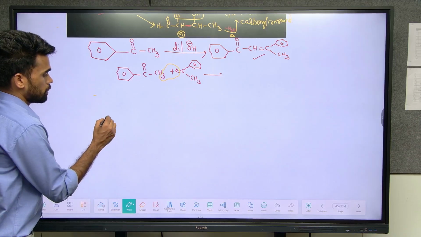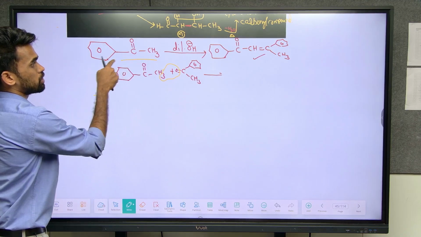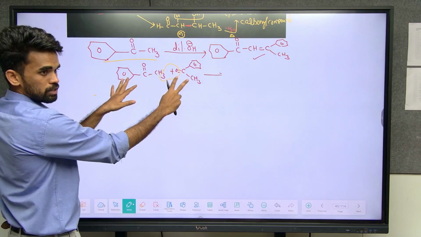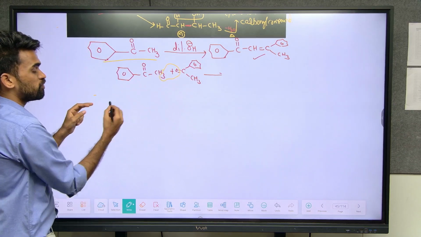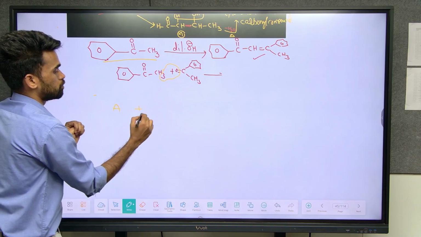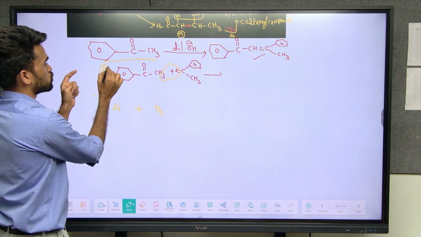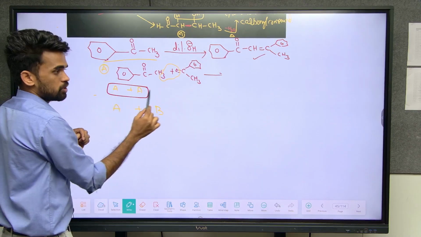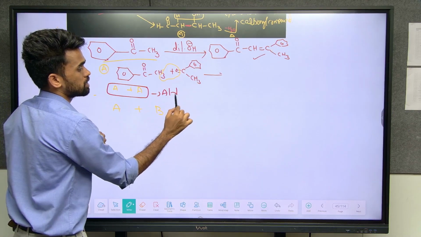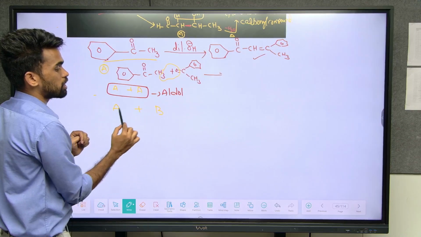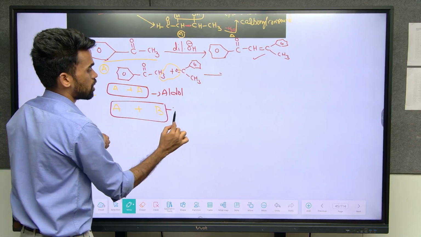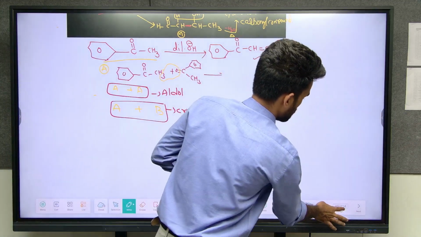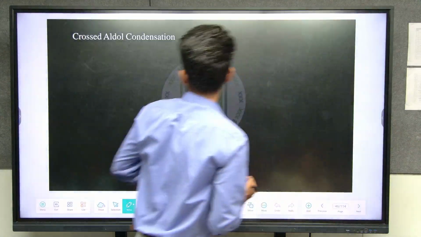Now what I am saying, here you are taking only one molecule as two, one compound as two molecules. Now what I am saying is, two different molecules I am taking, like A, B. Here I am taking only A two times, like AA. So if you are taking one compound two times, you say it is aldol condensation. If you are taking two different carbonyl compounds, you should say it is cross aldol condensation. Okay, cross aldol condensation. Let us see what this cross aldol condensation means.